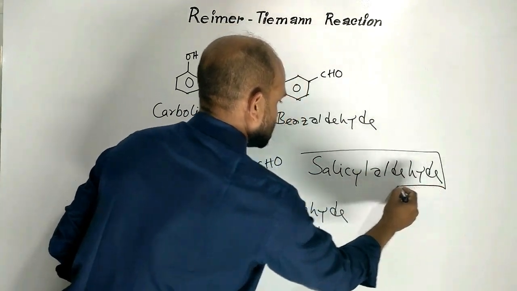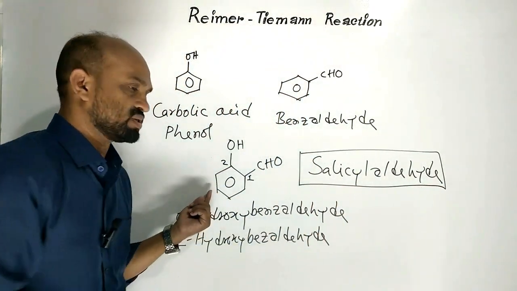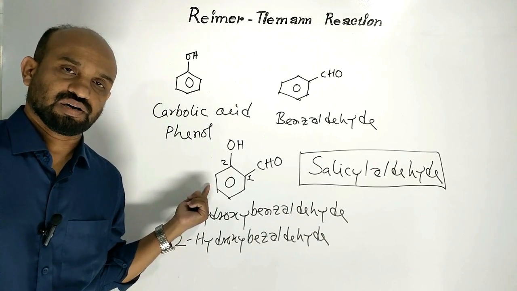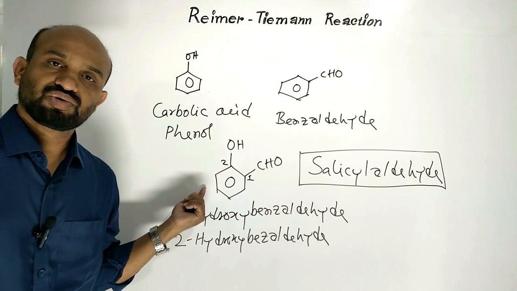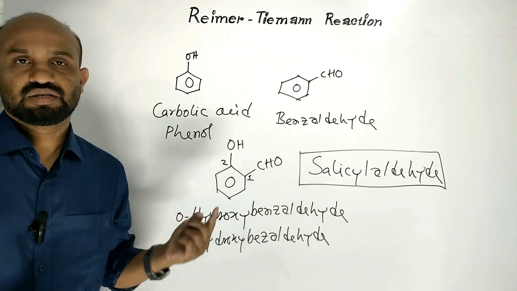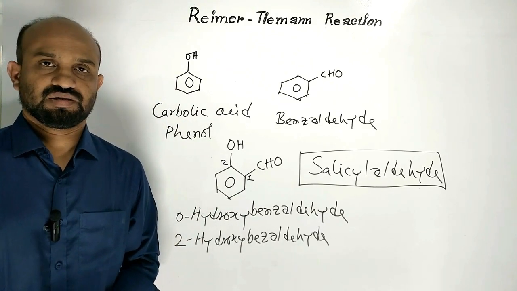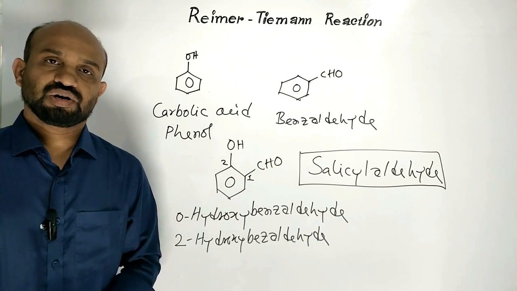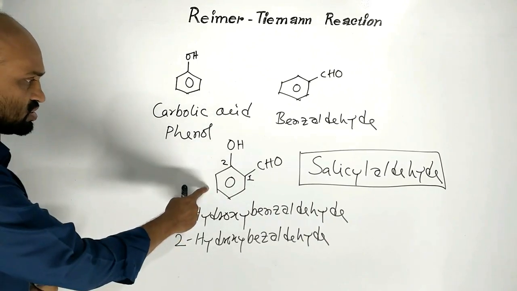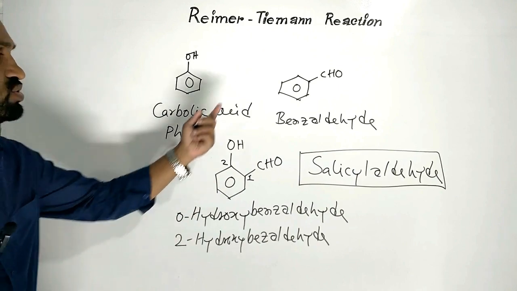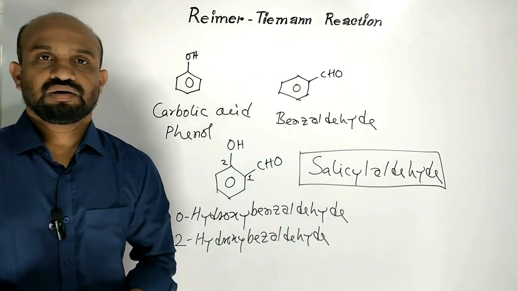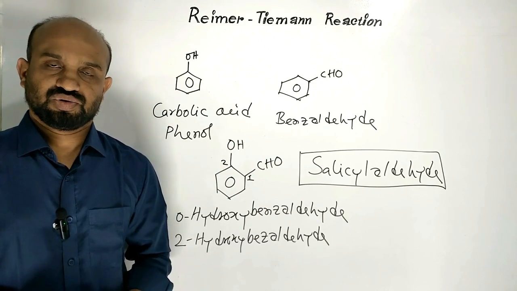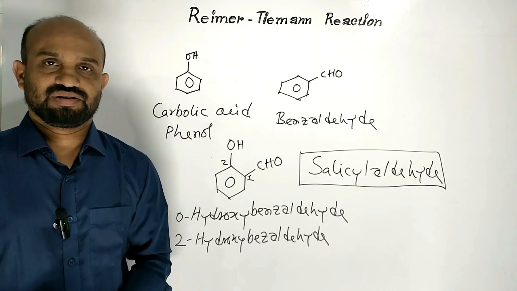So this is commonly known as salicylaldehyde, ortho-hydroxybenzaldehyde or 2-hydroxybenzaldehyde, simply salicylaldehyde. In this lesson we are going to learn preparation of salicylaldehyde through Reimer-Tiemann reaction and mechanism of the reaction. So let us begin.